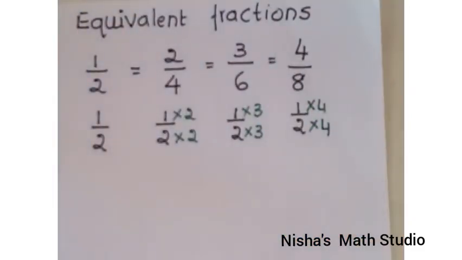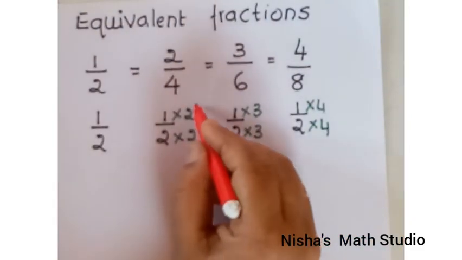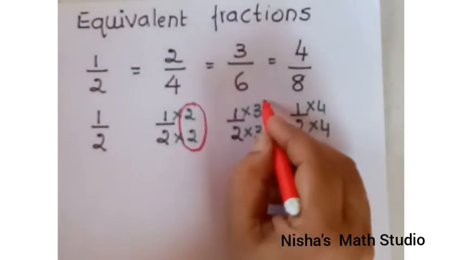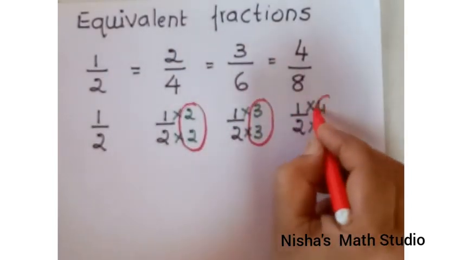So now by multiplying the numerator and the denominator with the same number, we get the equivalent fractions.